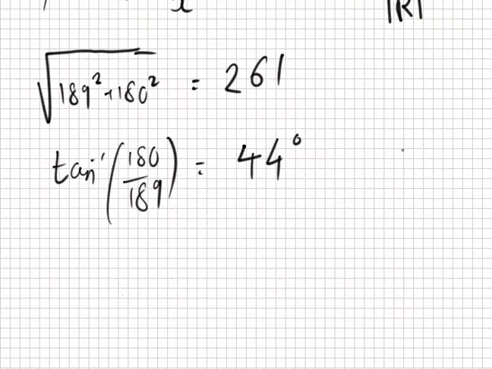So if you were to draw this vector, its length would be 261 units, and the angle it makes would be 44 degrees. That's what it would look like. 189 is X, 180 is Y. There's no Z in the first example.